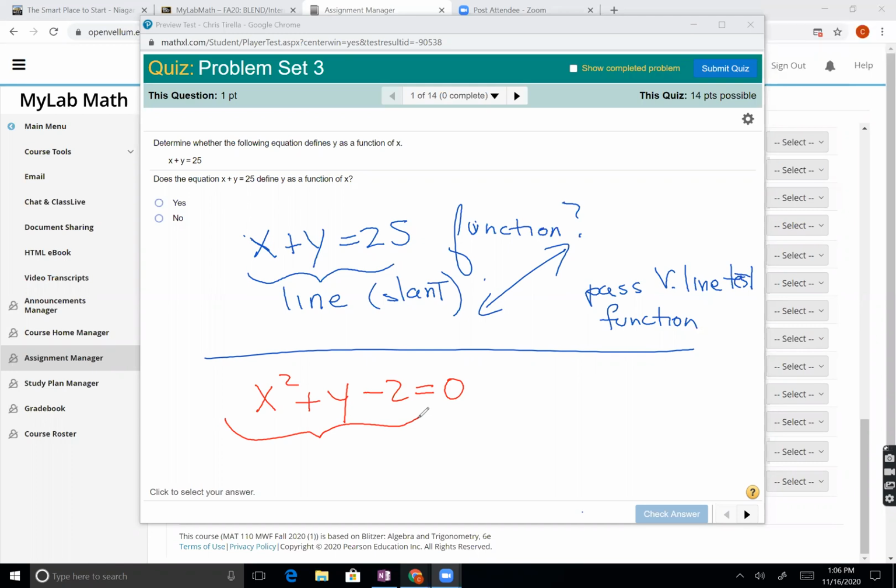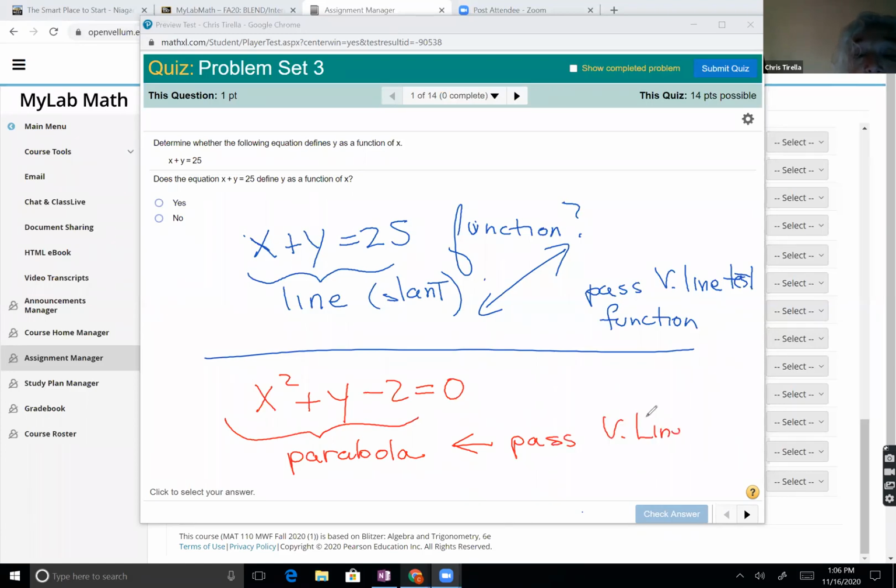If only one is squared, it would be an upwards parabola. Before we decide up or down, we'd have to move the y over. But in either case, if it's a parabola, it would also pass the vertical line test, so it is a function.